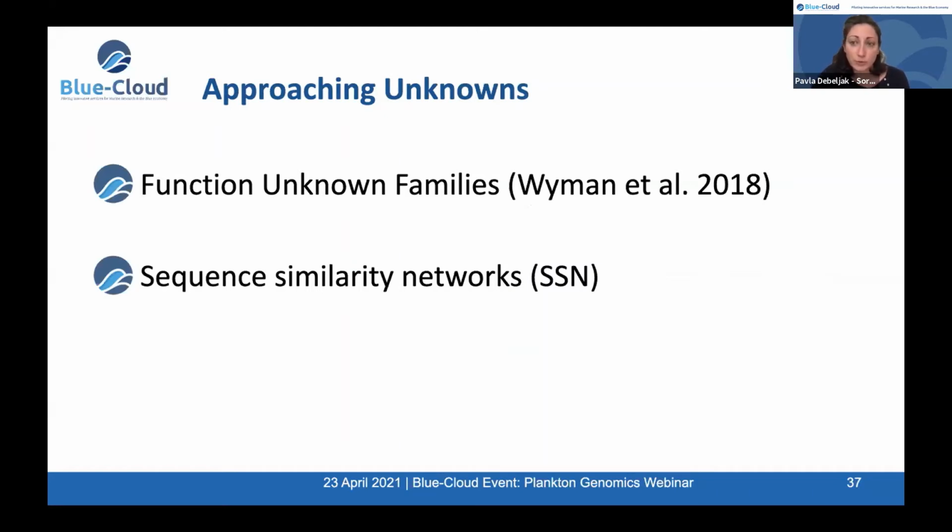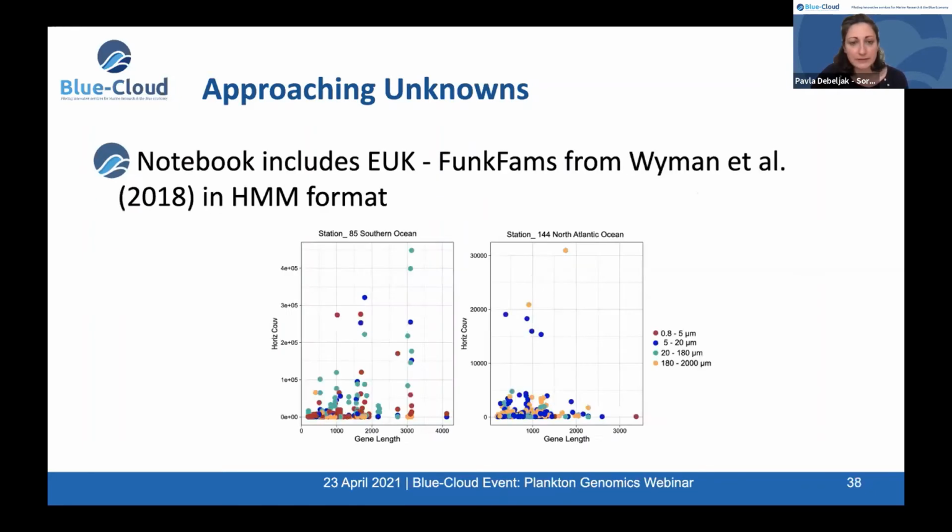There are two other approaches to focus on more of the functional aspect of these unknown sequences. One of them is the function unknown families, so trying to find the robust domains of these protein families that are really bona fide new functions through a homology search, which was published in a paper in 2018. And another one would be the sequence similarity networks. So I will just briefly explain these.